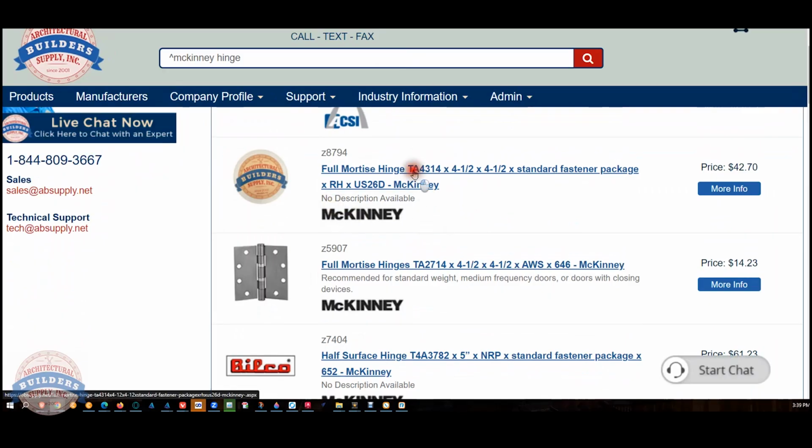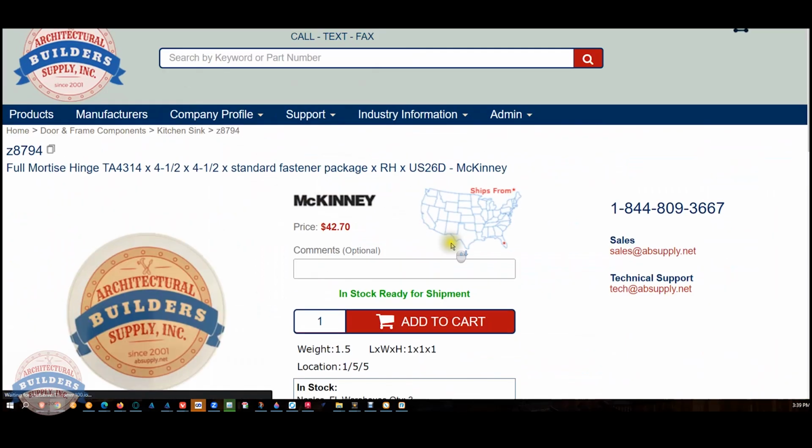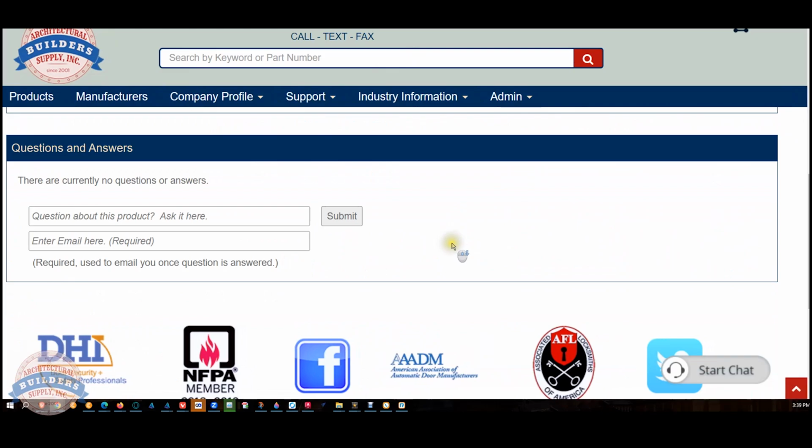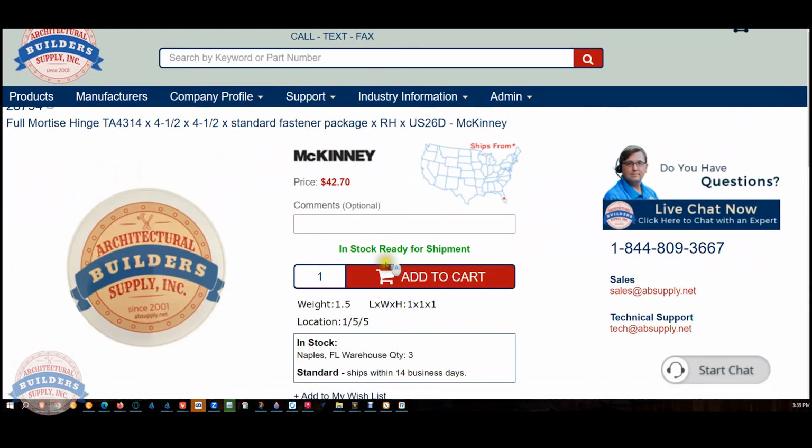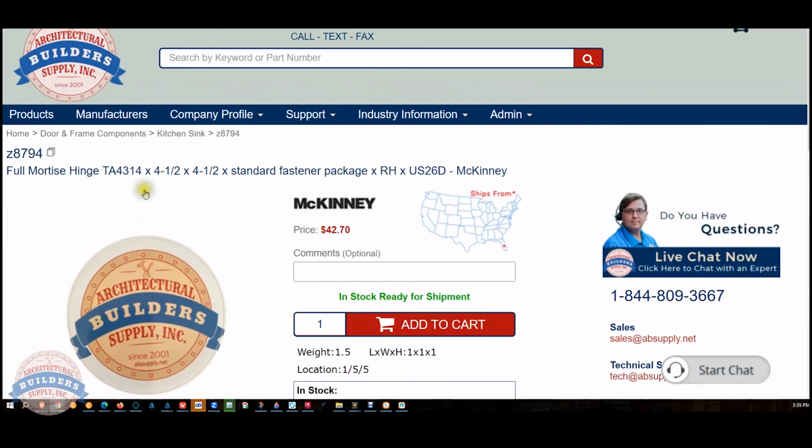Yeah, the TA4314, that's the ticket. Yeah, this one right here, it's a TA, or it's a 4314. It can be a TA or a TB, but I need to pull up the catalog to show you what that looks like.